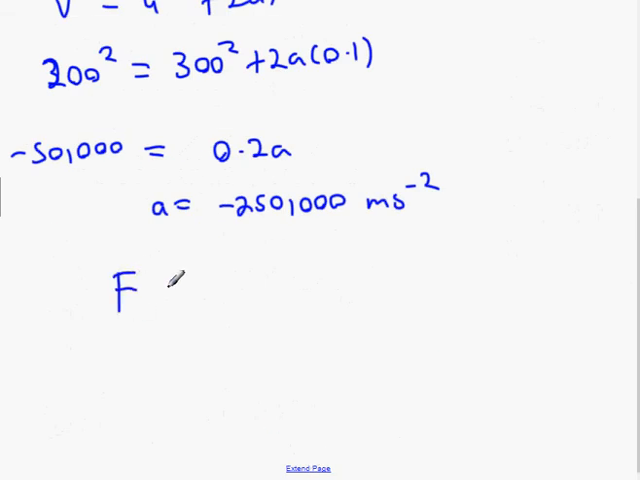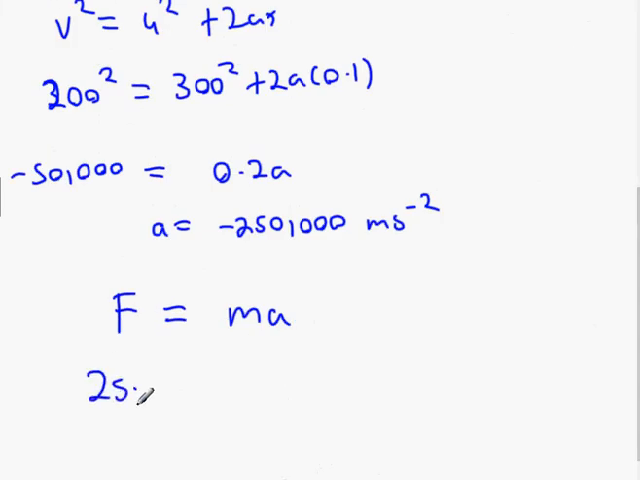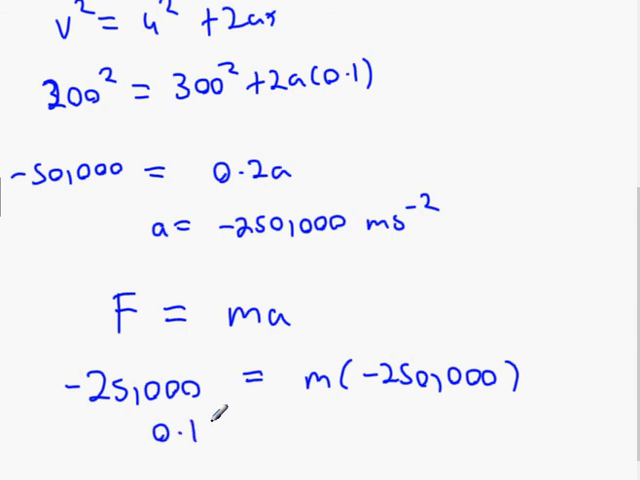F equals MA. We're told that F is 25,000. We're looking for M, and we're told that our A is minus 250,000. I'm pretty sure that's going to be 0.1, isn't it? For M. And 0.1 of a kilogram is 100 grams. 100 grams equals M. Happy enough with that?